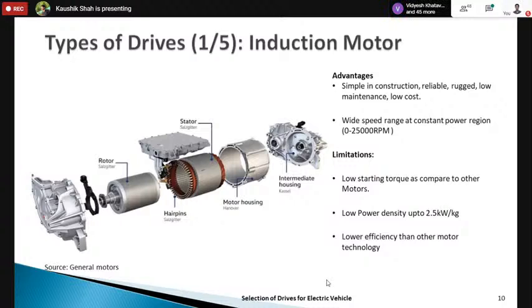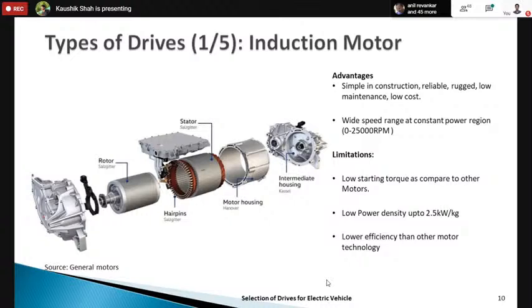I mean, this is again a comparative. It is 2.5 kilowatt per kg. I mean, that's substantially good in a couple of applications, and it can take it up. But as compared to other motors, it is like 2.5 kilowatt per kg. Hence, it is tagged as a little low and lower efficiency.